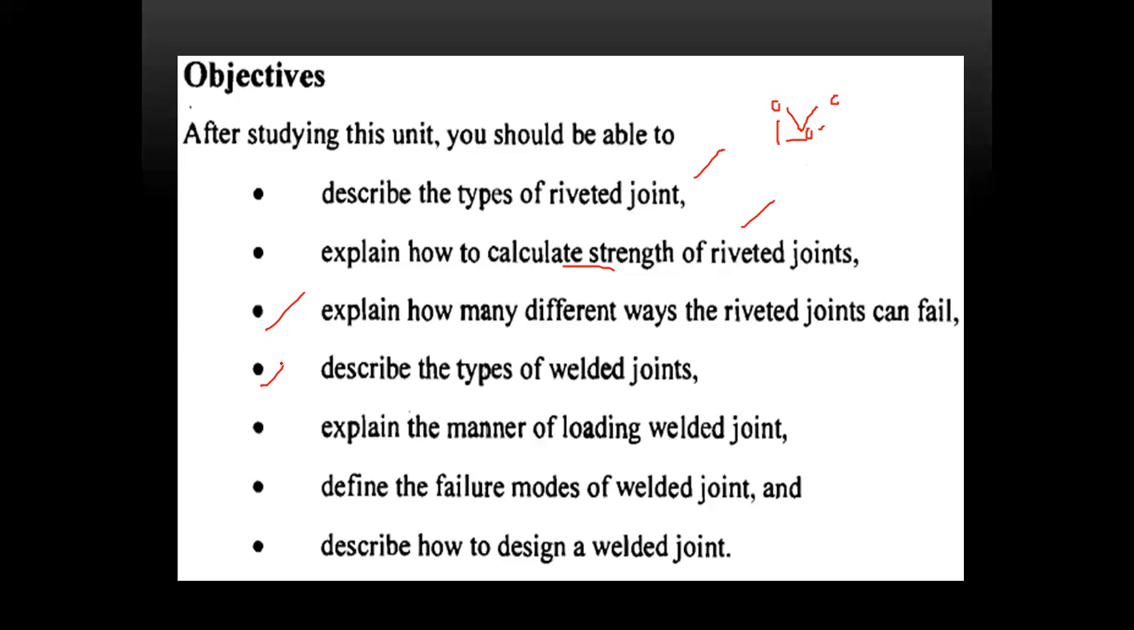Next, describe the types of welded joints. What are the various types of welded joints you are using for the application? Next, explain the manner of loading the welded joint. Define the failure modes of welded joint and also describe how to design a welded joint. So these are the things you can study once the unit is completed.